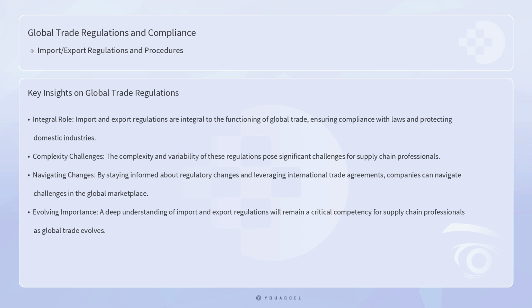In conclusion, import and export regulations and procedures are integral to the functioning of global trade. They ensure compliance with national and international laws, protect domestic industries, and facilitate the smooth flow of goods across borders. However, the complexity and variability of these regulations pose significant challenges for supply chain professionals. By staying informed about regulatory changes and leveraging international trade agreements, companies can navigate these challenges and seize opportunities in the global marketplace. As global trade continues to evolve, a deep understanding of import and export regulations will remain a critical competency for supply chain professionals.